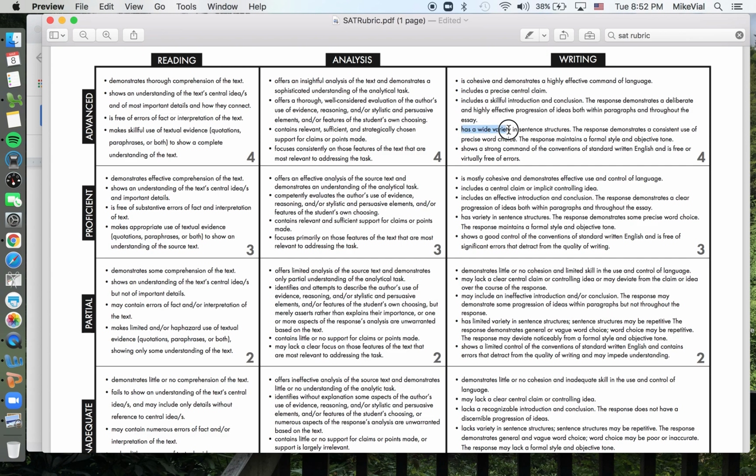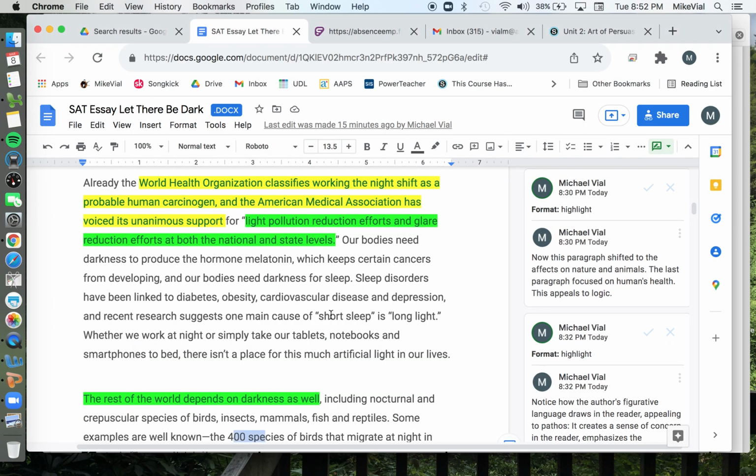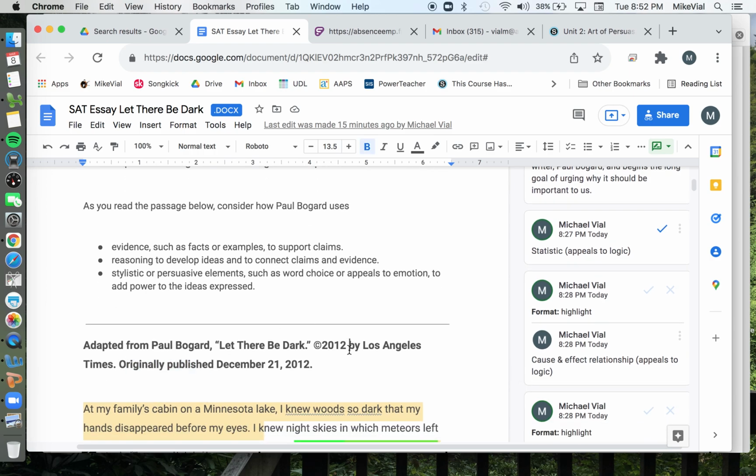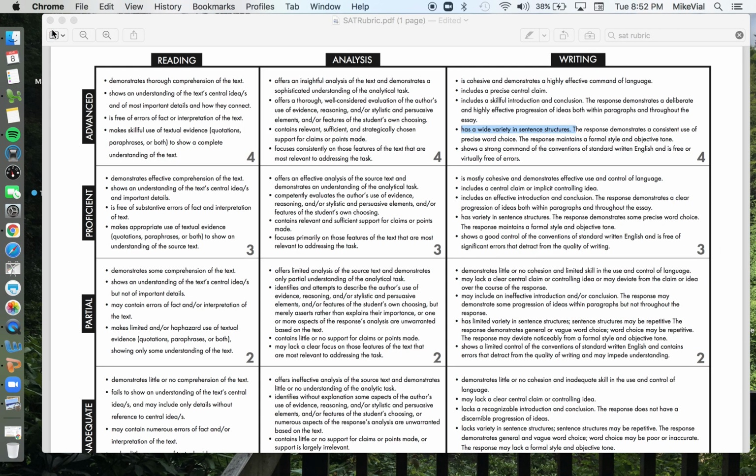But notice, a 4 has a variety of sentence structures, and that's why I'm giving you opportunities to plan like tools. In your intro, you can use an appositive phrase. Who's Paul Bogard? Well, they're going to tell you who your writer is. He's a journalist, a writer for the Los Angeles Times. You can use that in a phrase. I'm giving you ways to use colons for your quotes with strong lead-ins. I'm giving you ways to think about how to plan in a semicolon. And doing a few of these things is going to help you score strongly on sentence structure.